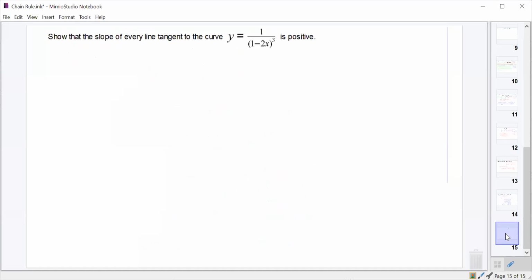Last little thing we're going to do here with the chain rule, and then we're going to move on to something else cool that you're going to need. So we want to show that the slope of every line tangent to y equals 1 over 1 minus 2x to the third power is positive, so that this always has positive sloped tangent lines. So how are we going to do that? We need to find a derivative first, right?